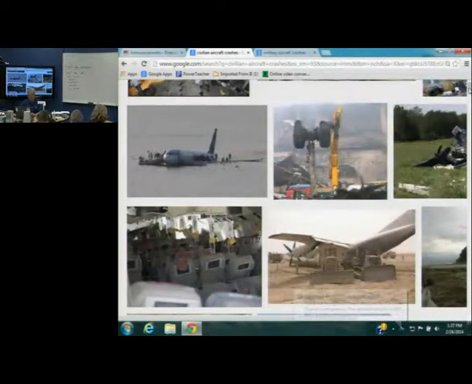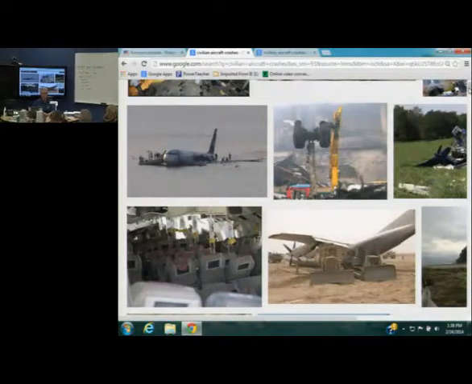We even talked about the miracle on the Hudson. I think that was last time, right? We talked about the miracle on the Hudson, of Sully being able to turn the plane into a glider.